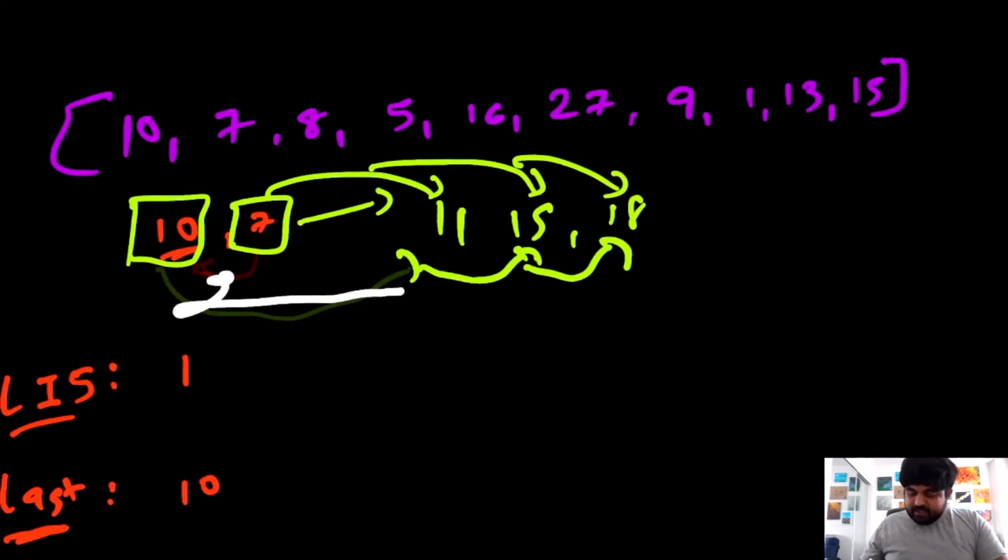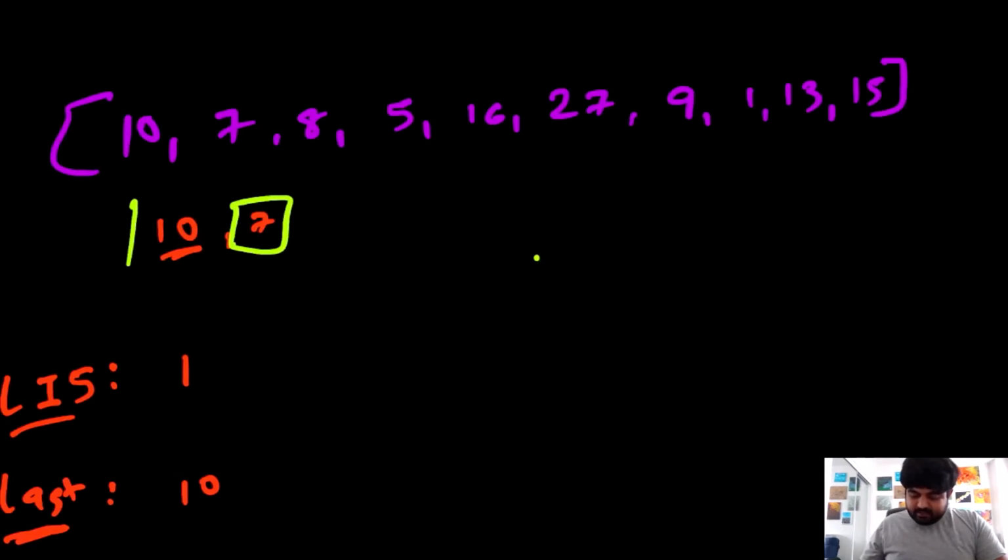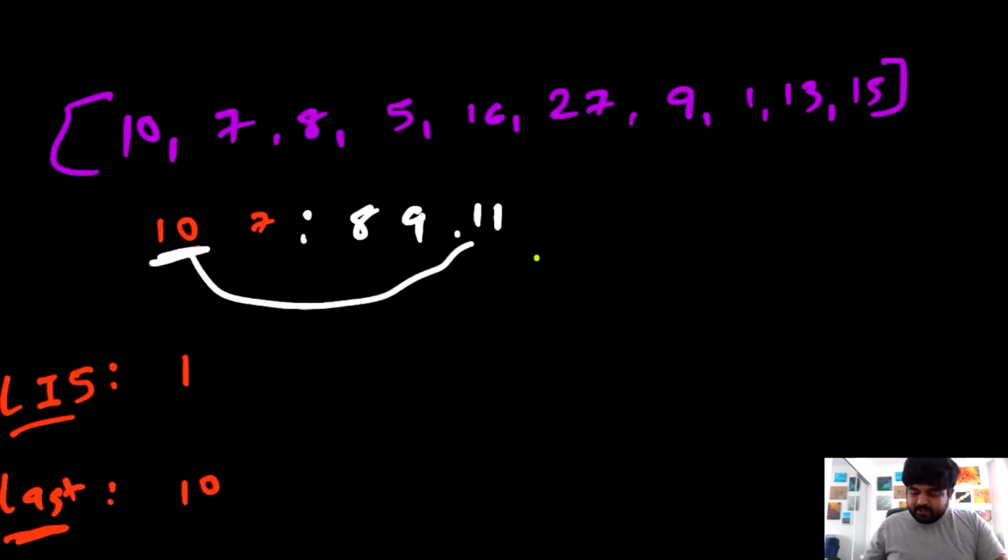But if we have a value that is between 7 and 10, 10 won't be able to do anything in that case. Suppose we have entries like 8, 9, 11. In this case, if we had just considered 10, the longest subsequence we would be able to make is 10 to 11.